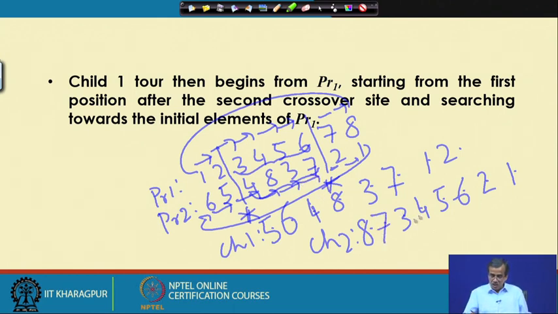So, 1, 2, 3, 4, 5, 6, 7, 8, and 1, 2, 3, 4, 5, 6, 7, 8. So, both the children are valid children. So, starting from these two parents using the principle of order crossover, we can find out the children solution very easily using this principle.